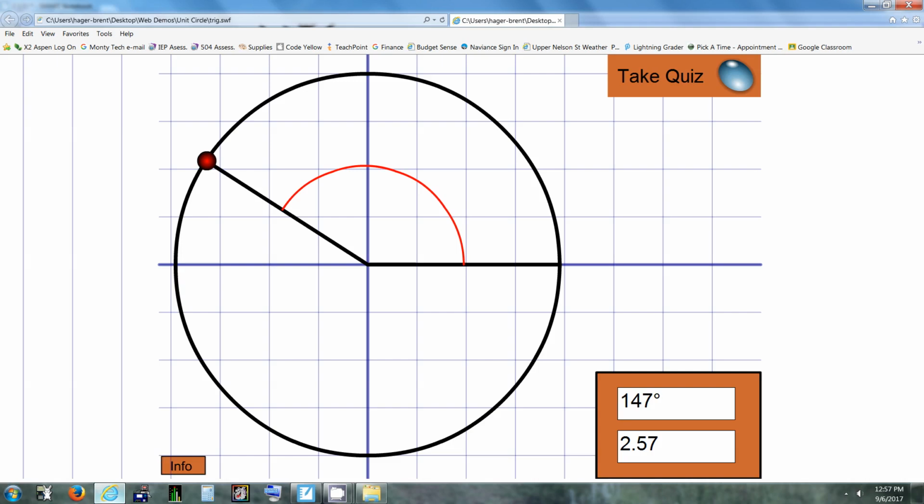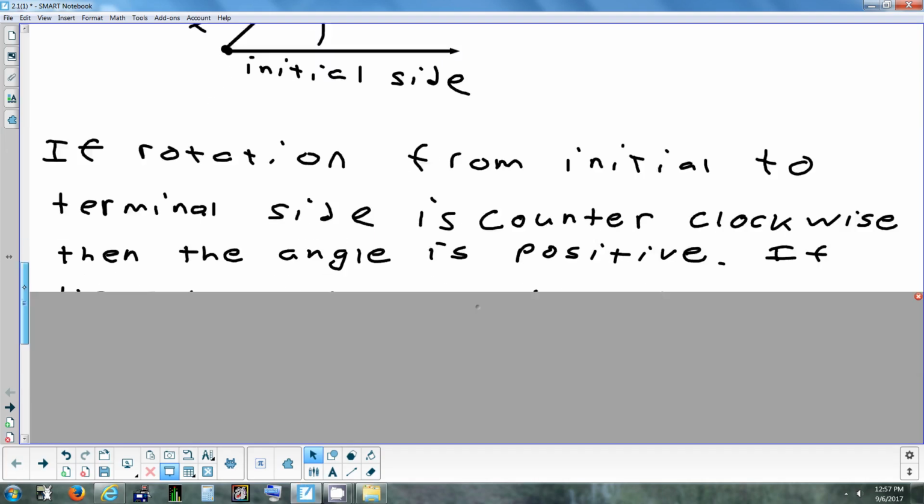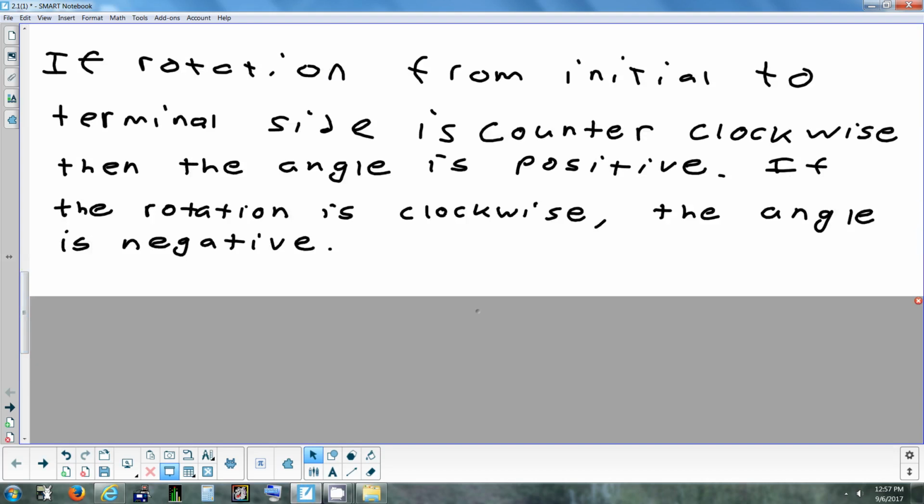What do you think happens if you go clockwise? It's going to be negative. So that's measuring a negative angle. So if the rotation is clockwise, it's a negative angle. So what that basically means is sometimes you have more than one way to write the same angle. You can go different directions to get to the same spot.